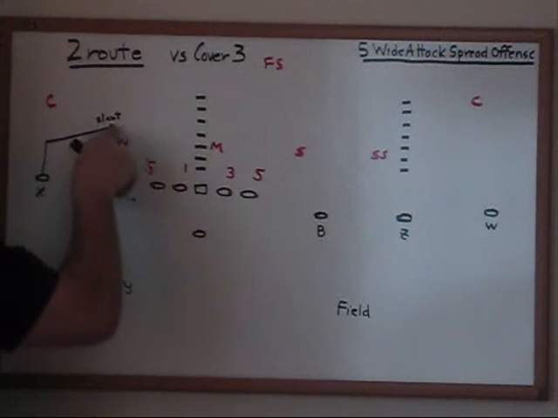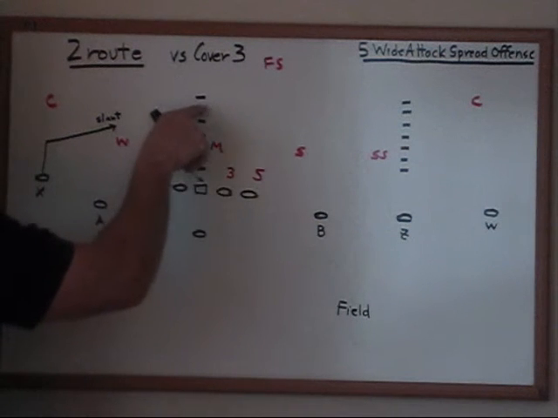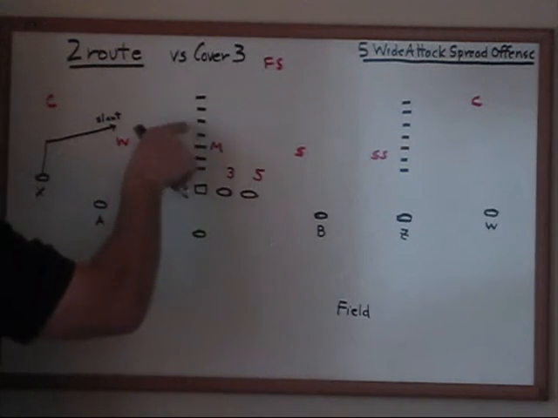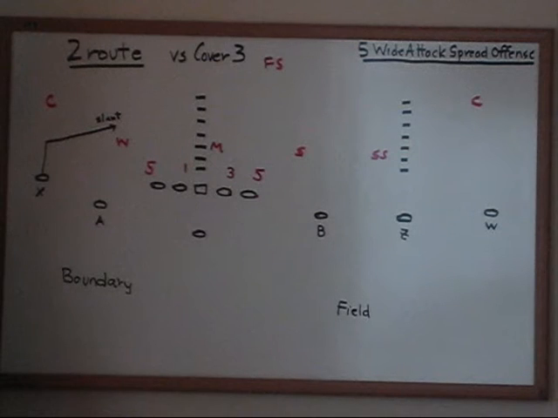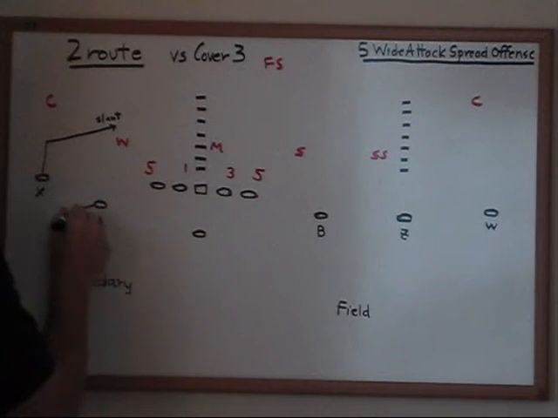So his aiming point for when he comes out of his break is a point where the hash and 10 yards down the field meet. And that's the angle that he's going to come out of. Our A-back runs a swing route.